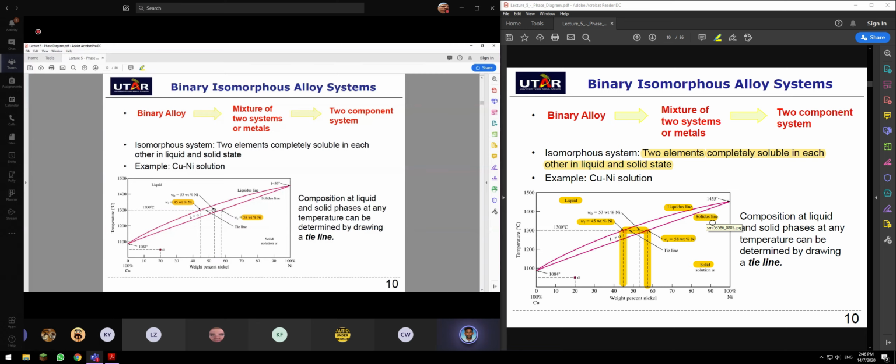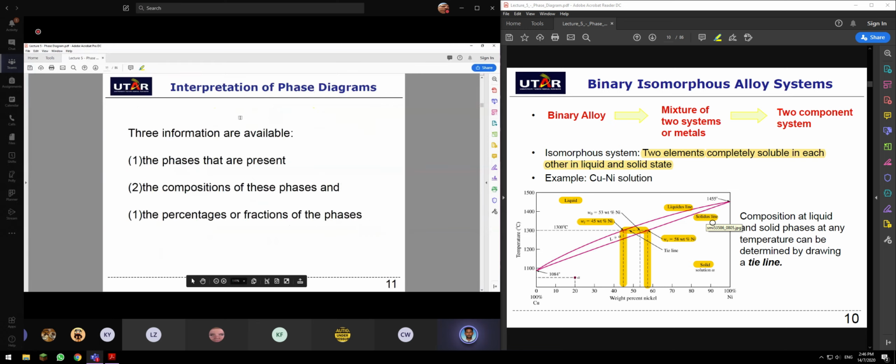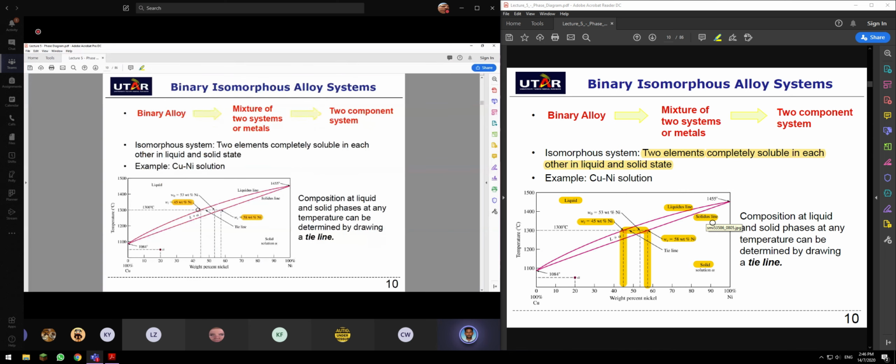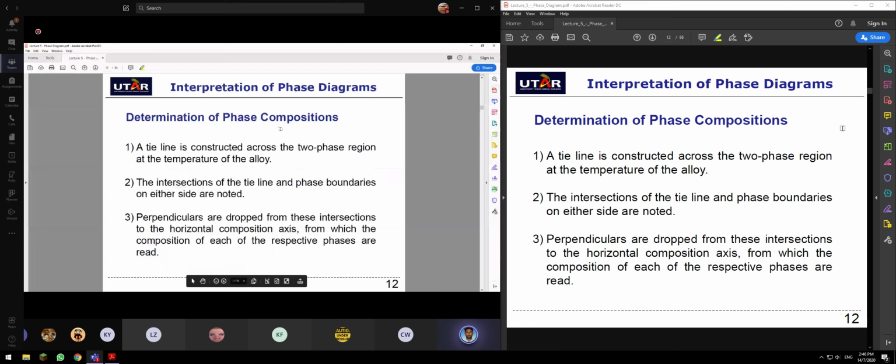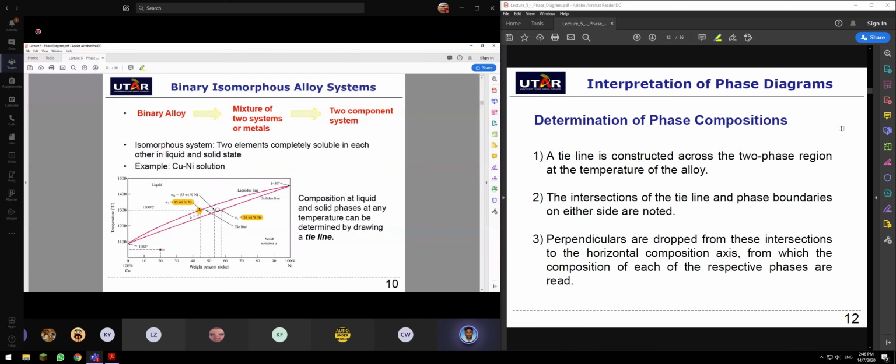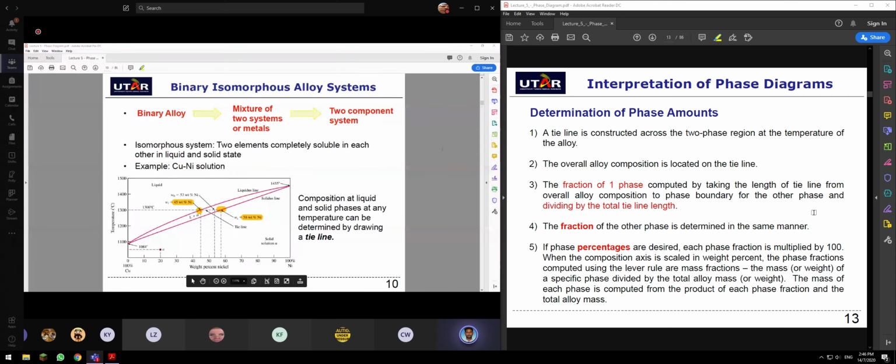But it doesn't state what the phase amount is. How much liquid is present here? How much solid is present here? So when you're talking about 1 gram of this, how many grams are present in liquid? How many grams are present in solid? So that the summation of these two will be 1, which is 100%. So that is phase amount, how much. Phase composition is what type is being presented in this system. How much is 100%, but what type can be anything.